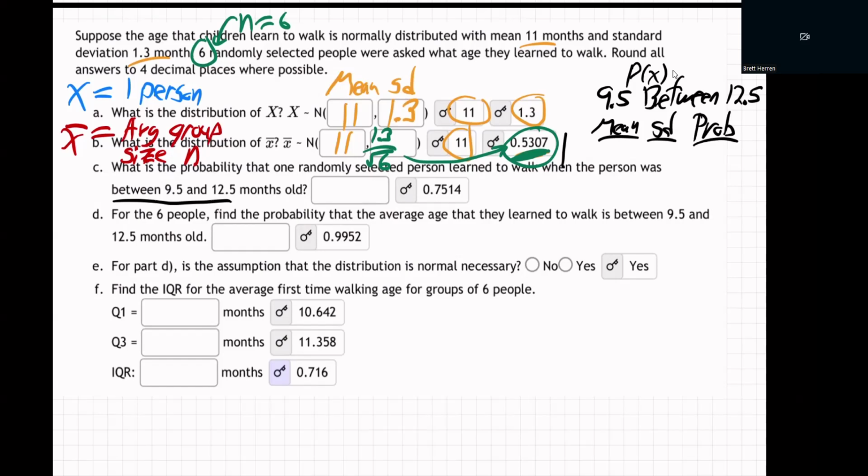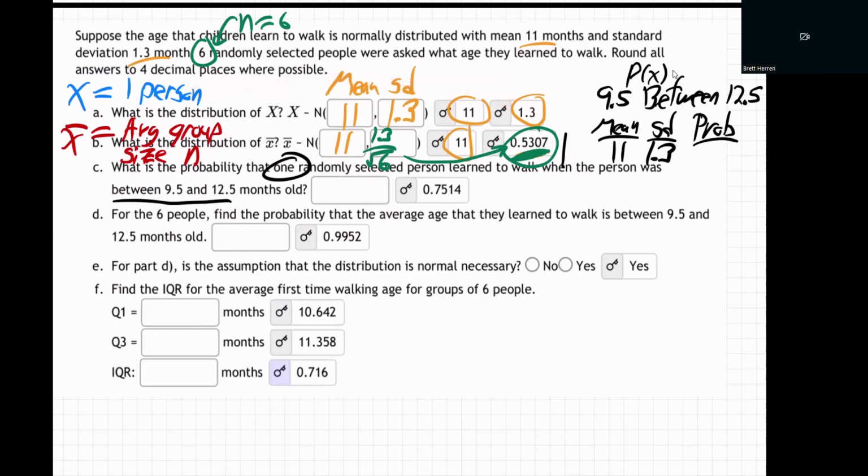We know that the mean is 11, right? The average child walks at 11 months. Standard deviation. Now, which standard deviation do I use? Well, see, it says 1. So I'm going to use one person, the top one, just the regular standard deviation, no adjustment, 1.3.